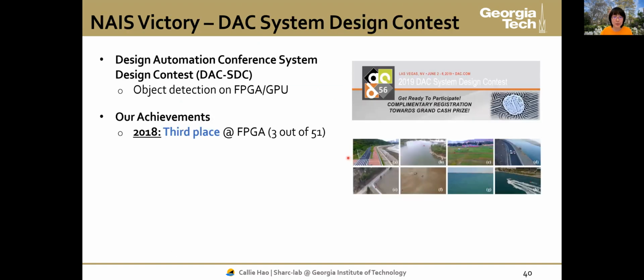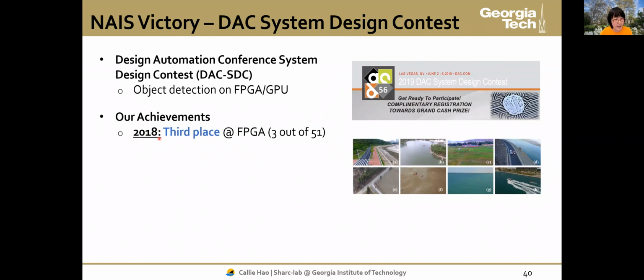And now let's see how it works. Let's just jump to the experiment results. We're going to demonstrate a nice victory using this real-world contest. It's the Design Automation Conference System Design Contest. We call it DAC SDC. The goal of the task is object detection on FPGA and GPU. It has been held for a couple of years already. So how did we do?